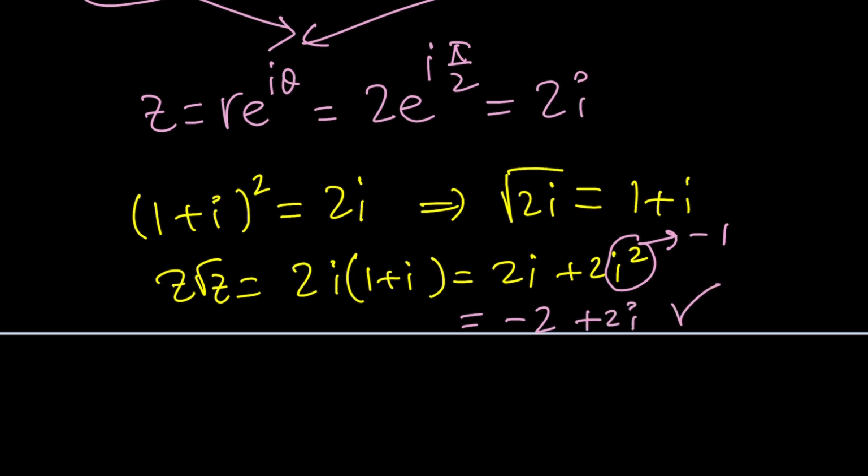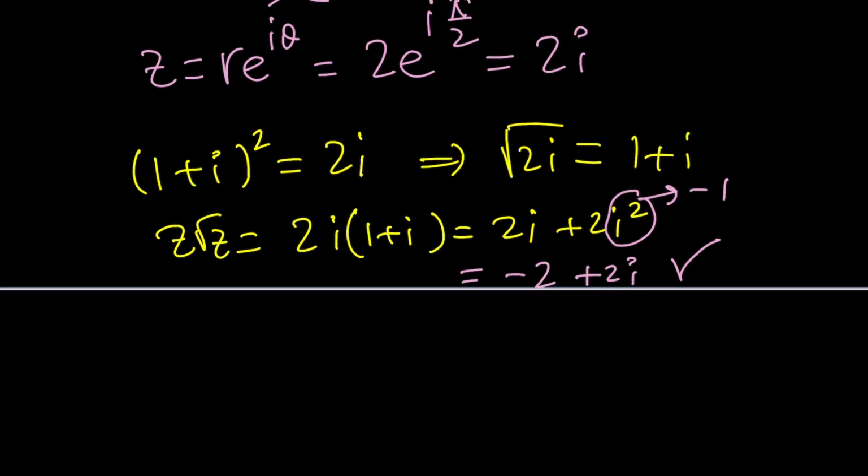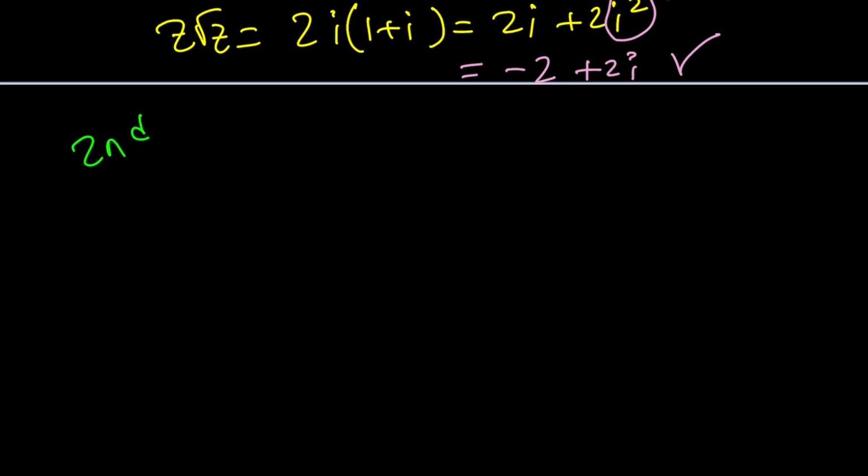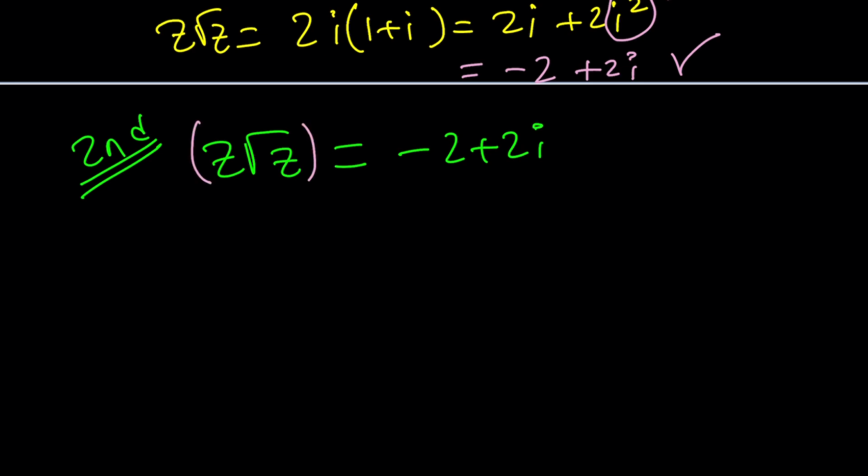However, is there another solution? That's the million-dollar question. And that'll be answered inside the second method. Let's go ahead and talk about the second method now, because I think that'll clarify things, hopefully. So now we have this equation, right? And notice the presence of square root of z kind of calls for squaring both sides, doesn't it? I mean, at least it should work.